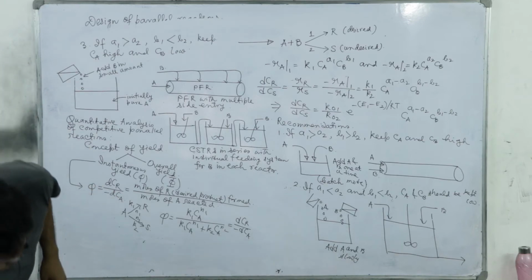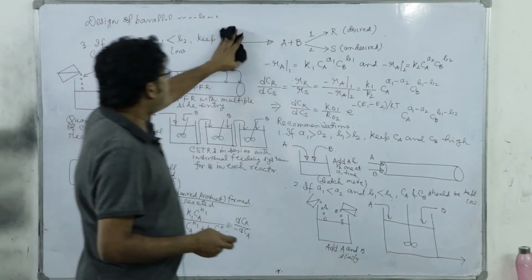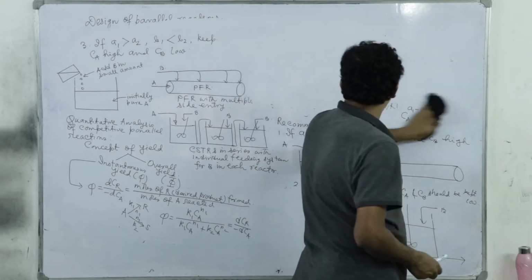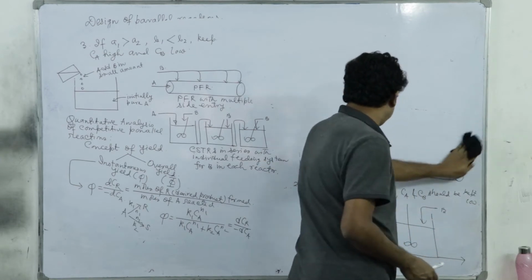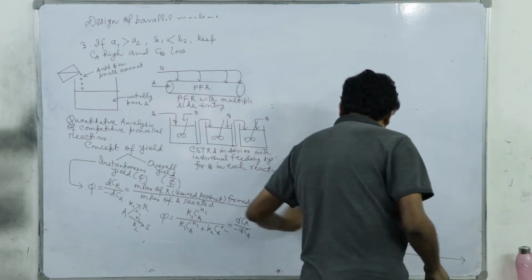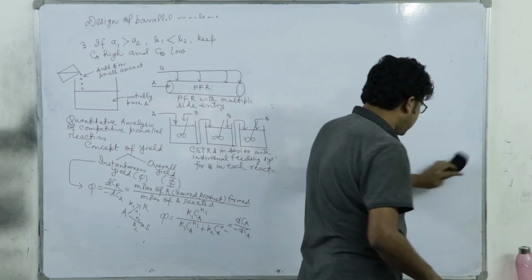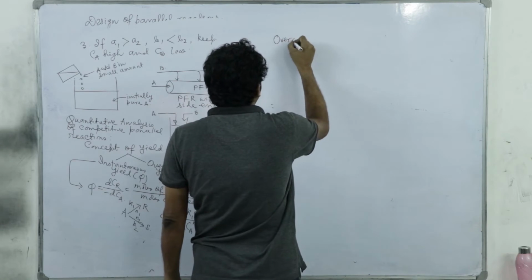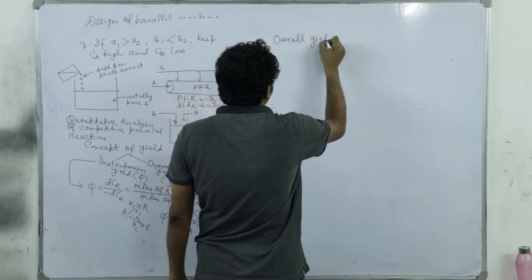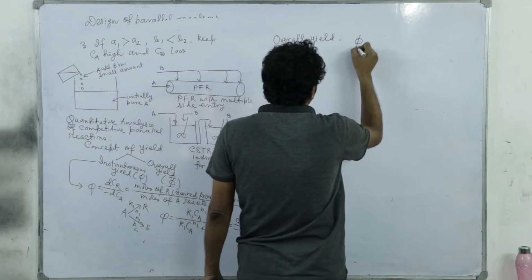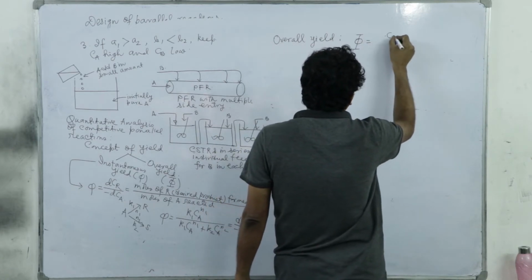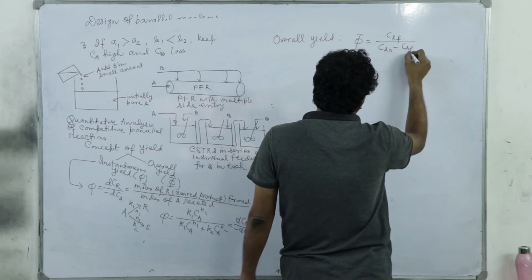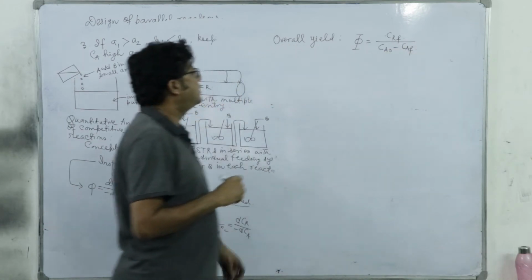Now, contrary to that, we have another, the overall yield definition. And how can we describe that overall yield? Let's see. So overall yield, capital Phi, is equal to the final amount of R divided by the amount of A reactant.